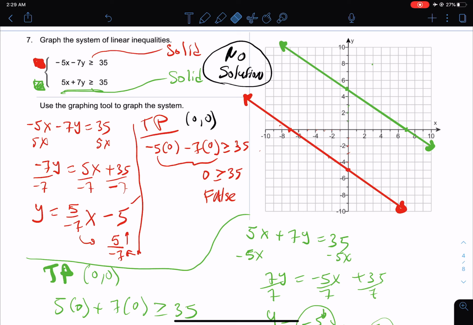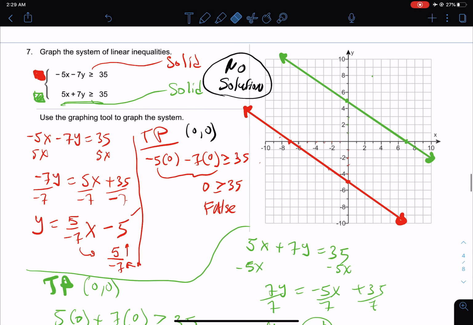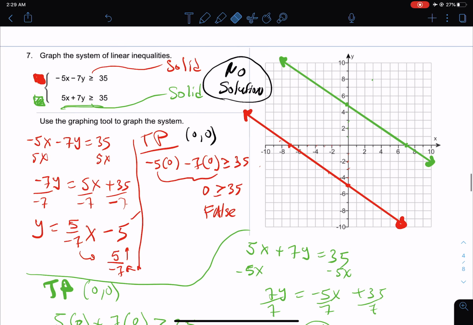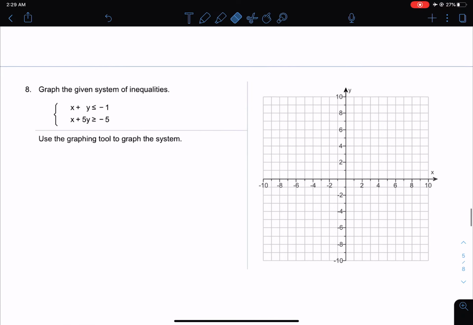But it's no solution because they're not overlapping. I would say you don't even have to put the lines in. But anyhow, they did put the lines in, then they got rid of the shading and said no solution. I didn't agree with that part, but that's how they did it. Two lines, shading does not overlap, so no shading. Then hit submit, and it should be good. I did that also, I double-checked for you.